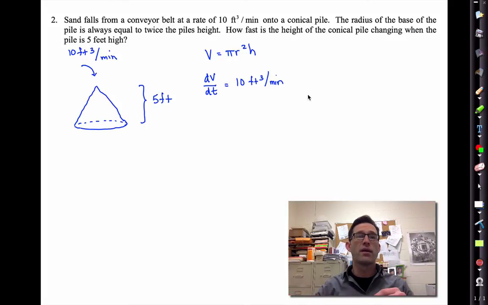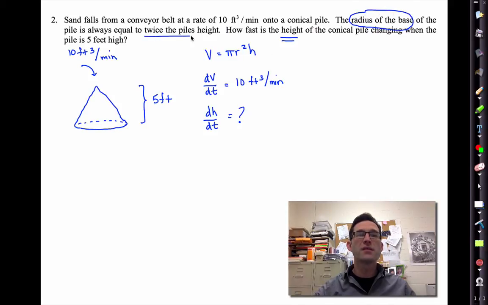We know that the volume of the pile is given by pi r squared h. All right, what we want to know is how fast the height of the pile is changing. So we want to know what dh/dt is. And this is kind of a classic cone problem because, again, we have too many variables. We want dh/dt, we know dV/dt, we don't know dr/dt, and we don't care about dr/dt. But what we're told is that the radius of the base is always equal to twice the pile's height.